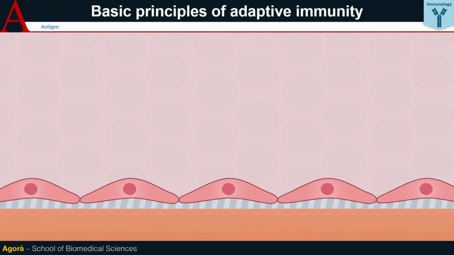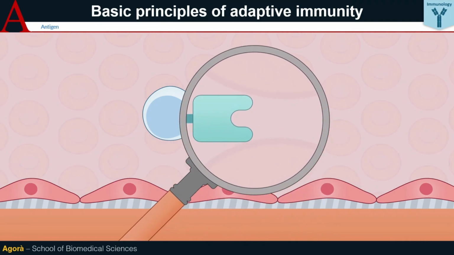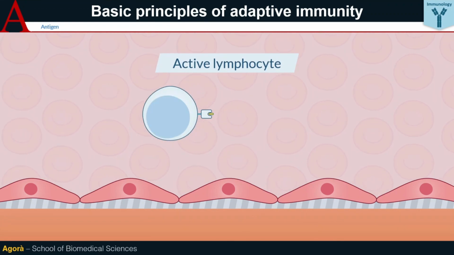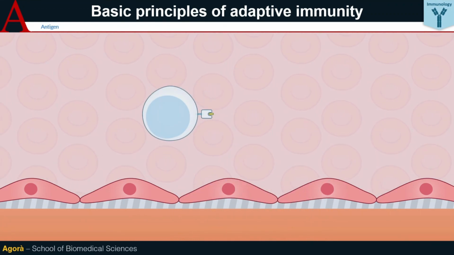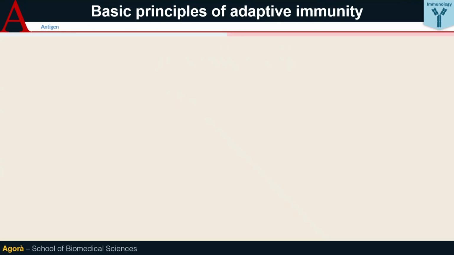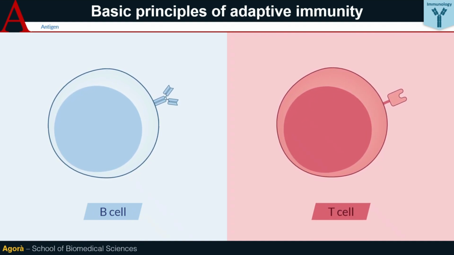Called naive lymphocytes, non-reactive lymphocytes circulate in the bloodstream until they encounter the antigen and become reactive, thereby becoming effector lymphocytes. Once effector lymphocytes, their function differs depending on the type of the microenvironment. In general, lymphocytes can be divided into two groups, differing both in their antigen recognition mode and the type of response they initiate. These are the B lymphocytes and the T lymphocytes.